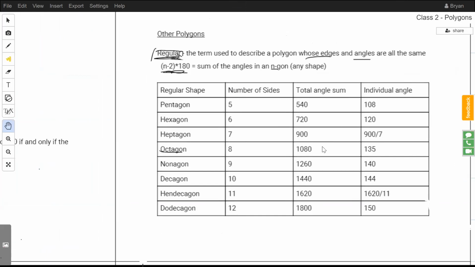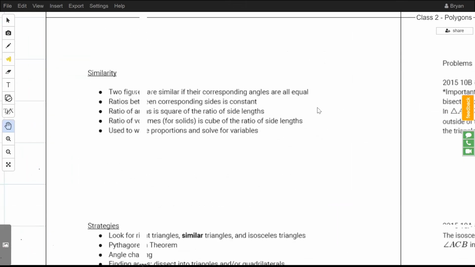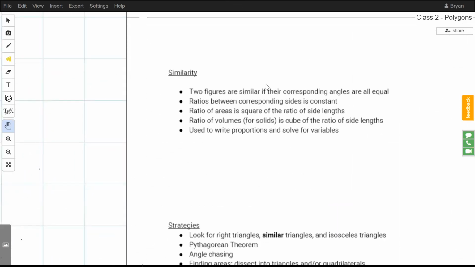All right, moving on. Similarity. I was actually on the second point already. The ratio between corresponding sides will stay the same for each figure. The ratio of the areas is the square of the ratio of their side lengths, and the ratio of their volumes, if they are solid, which we'll cover next week, is going to be the cube of the ratio of the side lengths. And generally, similarity is used to write proportions, so you can solve for variables.